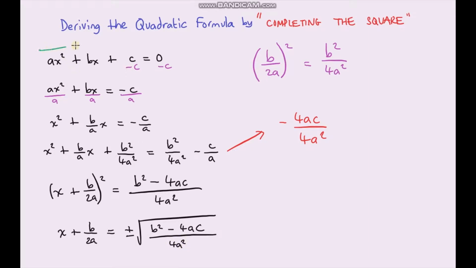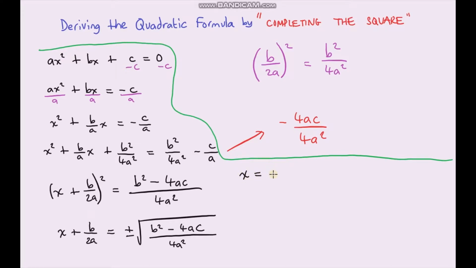Let me just separate this slightly so you can see all of the steps that I've taken. Now I need to get x on its own, so I want to subtract b over 2a from both sides. On the left I'm left with x, and on the right I'm left with negative b over 2a, plus or minus. Now the square root of this whole quantity is the same as the square root of the numerator divided by the square root of the denominator. So the square root of the numerator is just the square root of b squared minus 4ac.